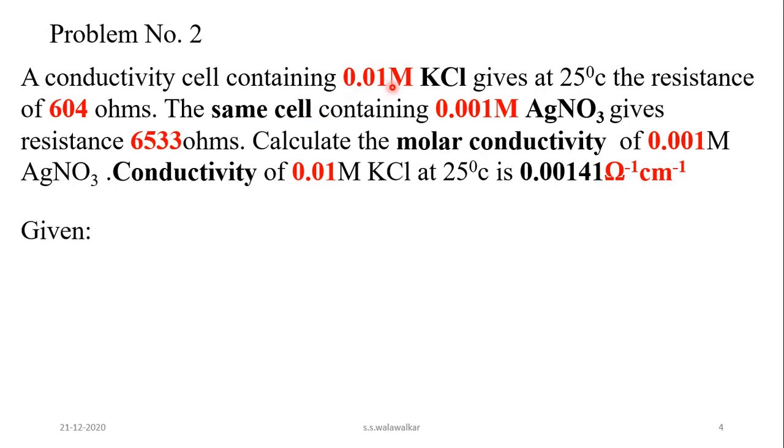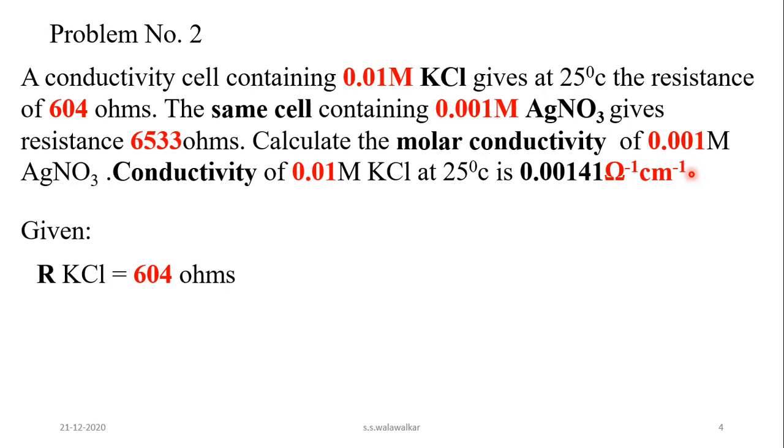Next, a conductivity cell containing 0.01 molar KCl gives at 25 degrees Celsius a resistance of 604 ohms. The same cell containing 0.001 molar AgNO3 gives a resistance of 6533 ohms. Calculate the molar conductivity of 0.001 molar AgNO3. The conductivity of 0.01 molar KCl at 25 degrees Celsius is 0.00141 ohm inverse centimeter inverse.